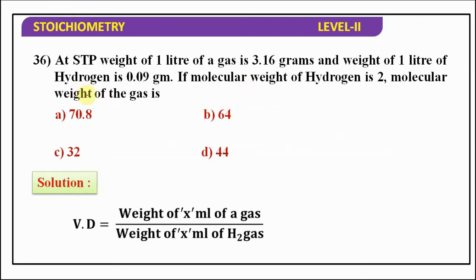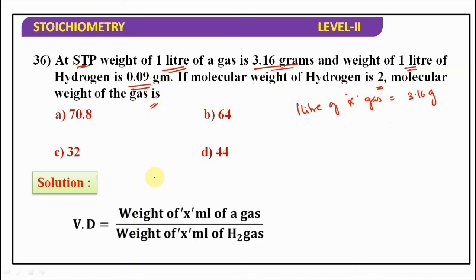At STP, the weight of 1 liter of a gas is 3.16 grams and the weight of 1 liter of hydrogen is 0.09 grams. 1 liter of some gas X, let us say, we don't know that gas, 3.16 grams. At the same conditions, the weight of 1 liter of hydrogen is 0.09. If the molecular weight of hydrogen is 2, the molecular weight of the gas is?